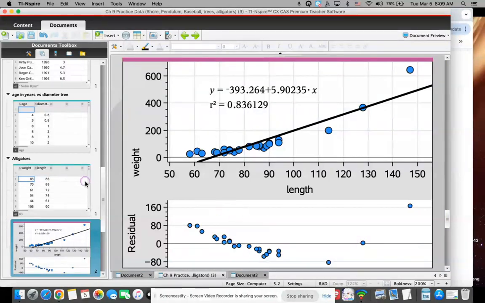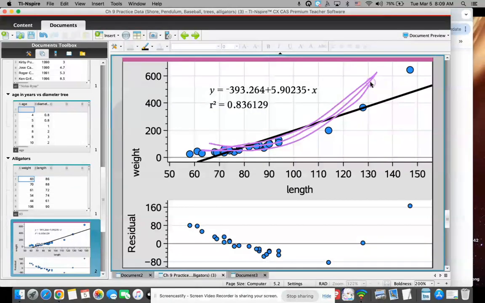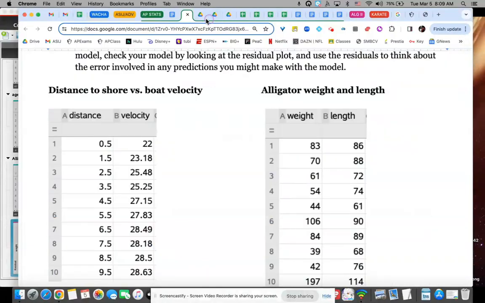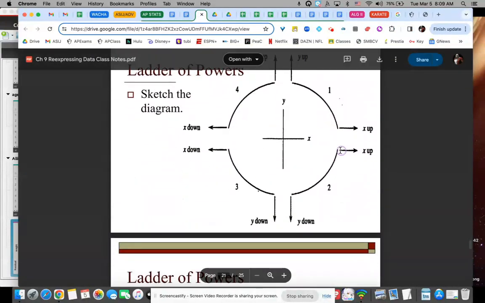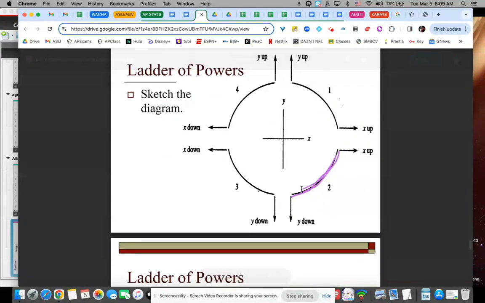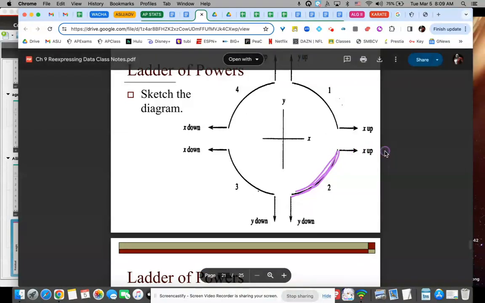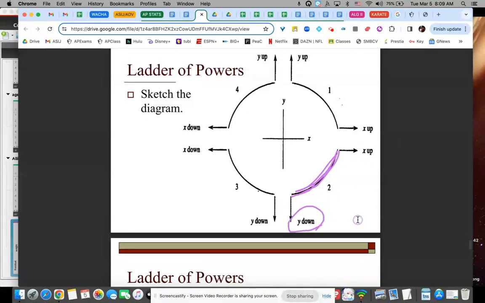I need to re-express this. If I look at the data set up here, I'm not looking at the residuals, I'm looking up here. This is the bottom right-hand corner of the circle of my ladder of powers. So I have this part of my circle. That means I should either go up in the x direction, like x squared or x cubed, or I should go down in the y, which means like square root of y or the log of y.